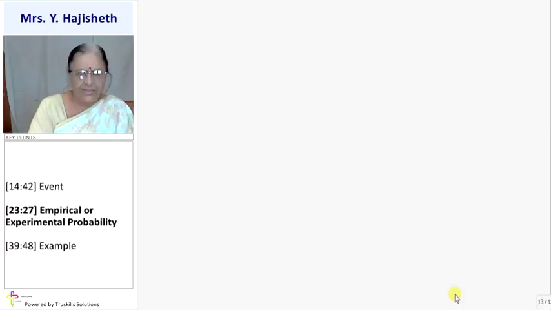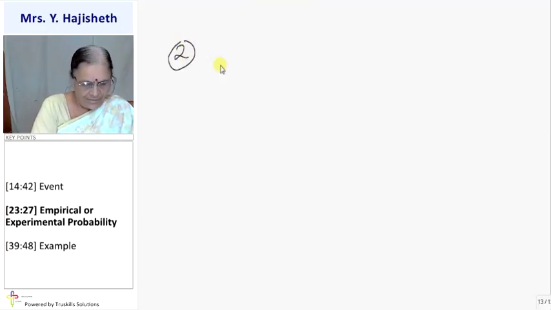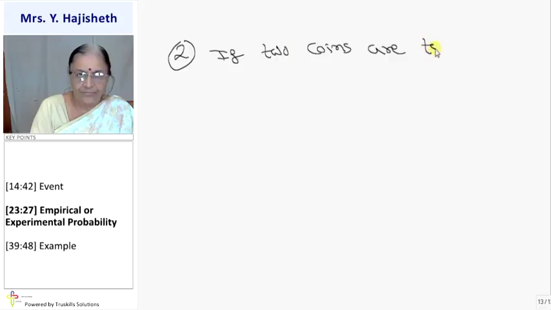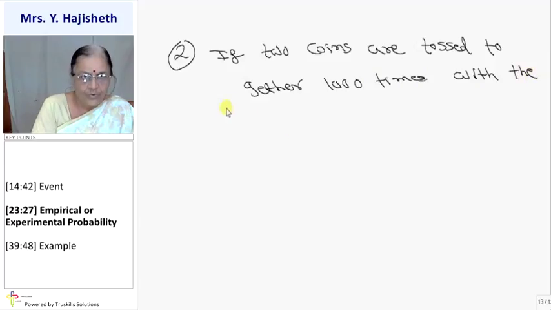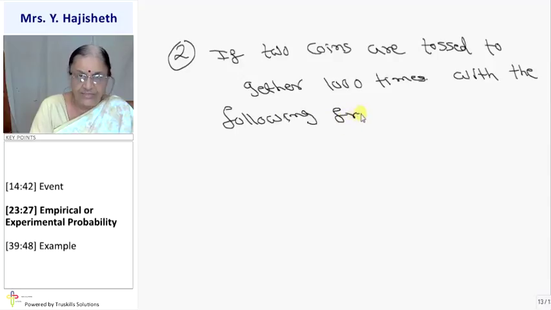Clear? Another example I am taking, second example. Suppose two coins are tossed together 1000 times, with the following frequencies of different outcomes.